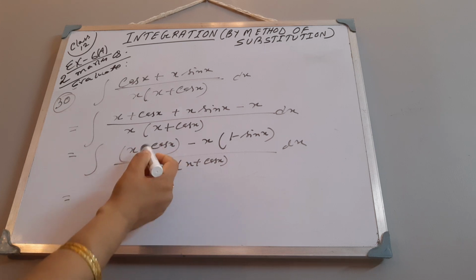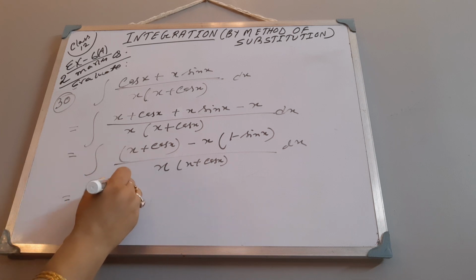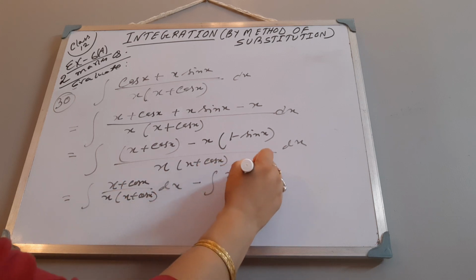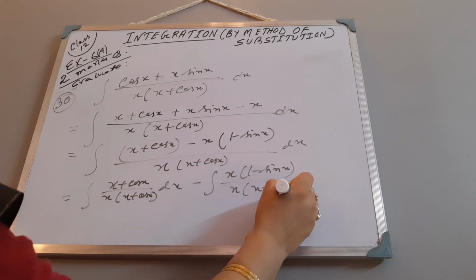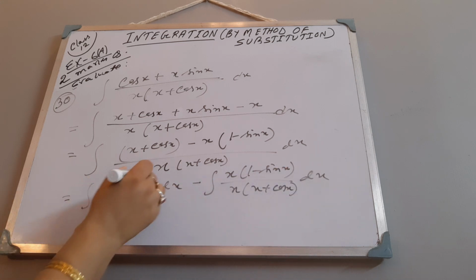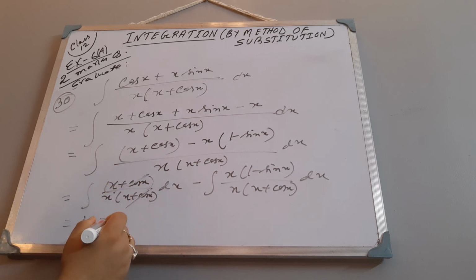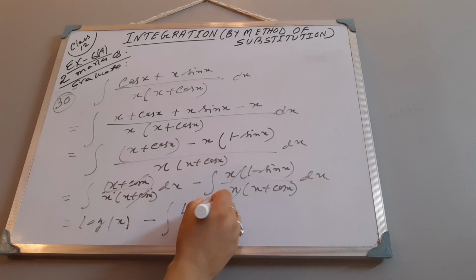Now just what we will do, this divided by this minus this divided by this. Split: integral x plus cos x by x into x plus cos x dx minus integral x into 1 minus sin x whole divided by x into x plus cos x dx. Now here x plus cos x numerator and denominator will be cancelled, and this side it will be integral dx by x, so it will be log x only. Minus. Here also x will be cancelled. Then what we will get? 1 minus sin x whole divided by x plus cos x.